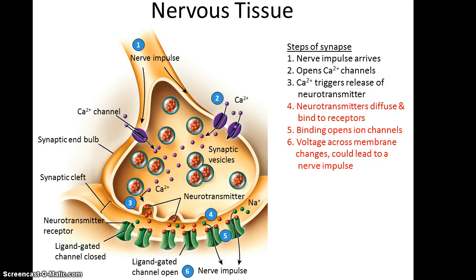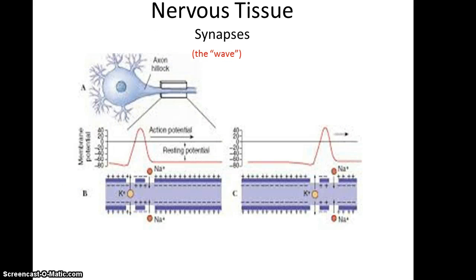Then step 4, the neurotransmitters diffuse across that cleft and bind to the receptors in the postsynaptic cell. This binding causes the channels associated with those receptors to open, and then sodium usually will flood into the cell, causing a voltage or a charge differential across the cell membrane that then could lead to a nerve impulse that then flows along the cell membrane. So again, this is sort of like a wave.